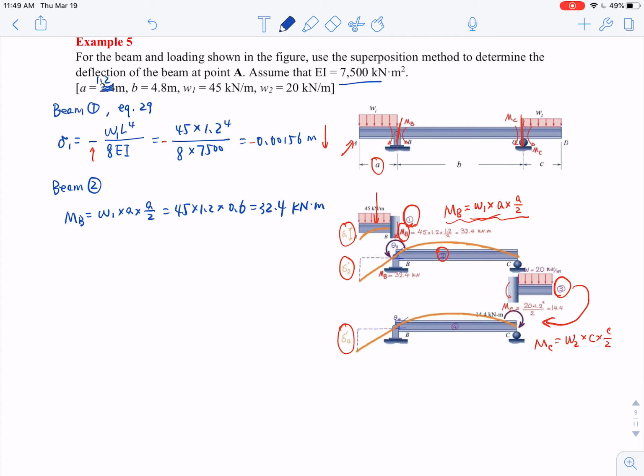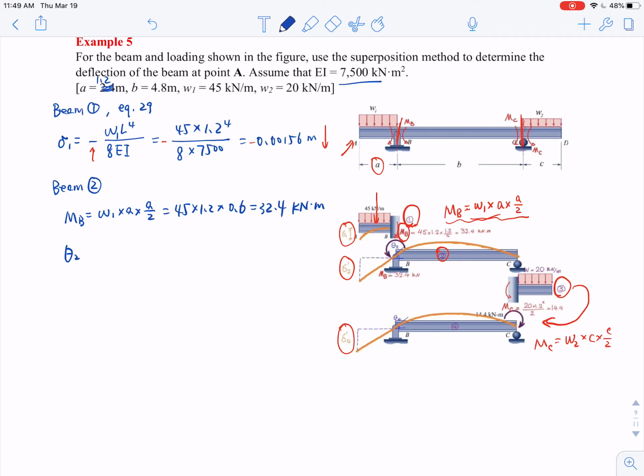Again, strictly speaking, this is a negative bending moment, but we can ignore the sign, as I mentioned. We only analyze whether it will lead to upward or downward deflections. Then we can calculate theta 2, this theta 2 here.